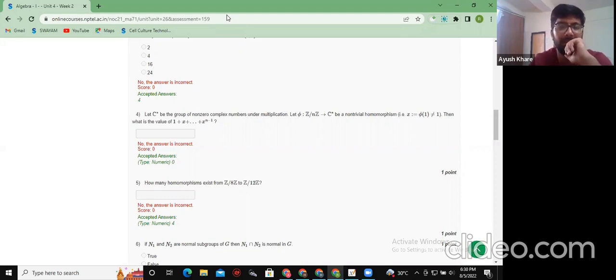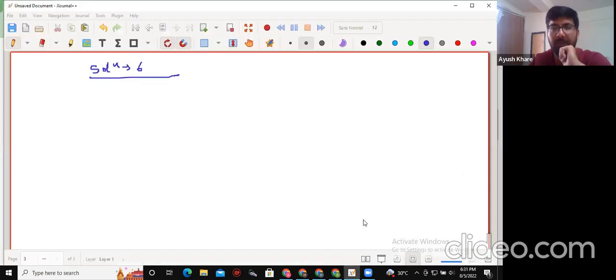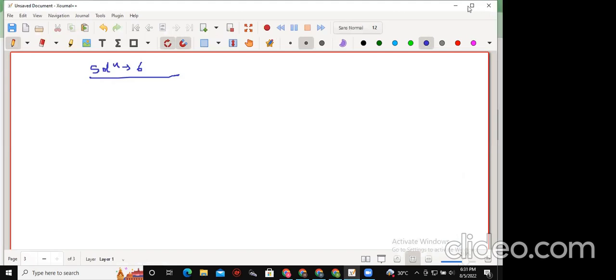It's easy, right? If N1 is a normal subgroup and N2 is a normal subgroup, then what can you say about N1 intersection N2? It should be straightforward. So Shalini, you are correct. It's true.